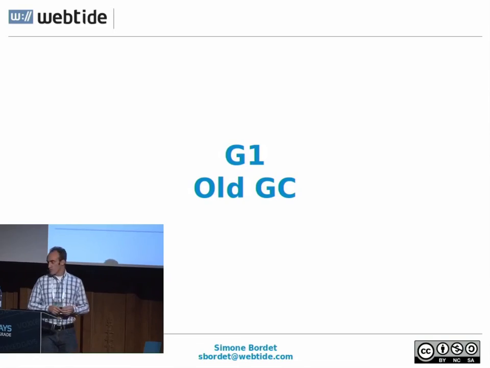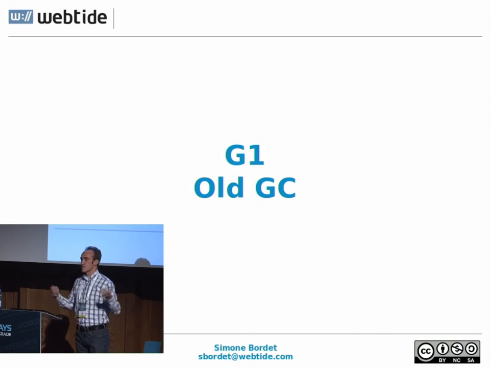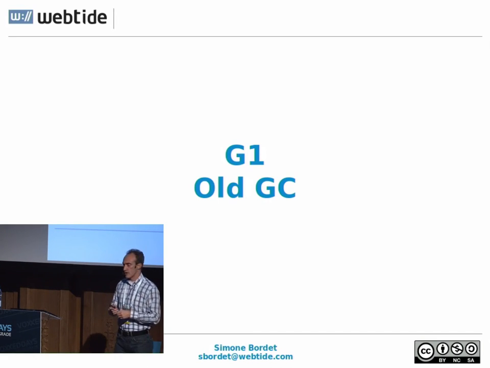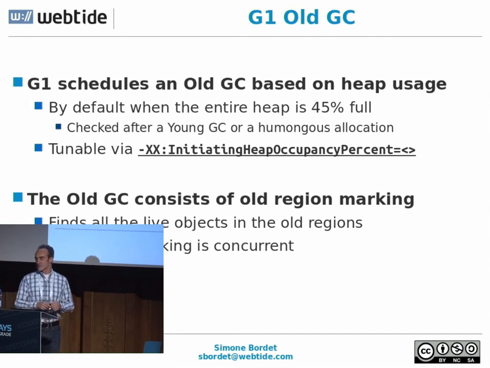Now let's take a look at the old generation GC and how it works. G1 schedules an old generation collection based on the total heap usage. By default, this is 45%. So whenever you have a heap that is 45% full, including Eden, Survivor, and Old, G1 says, okay, better that I start an old generation collection. Now, the old generation collection is a strange beast, but we'll go into the details of how it works.